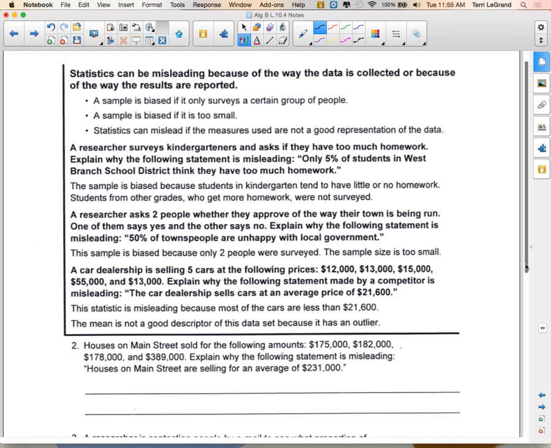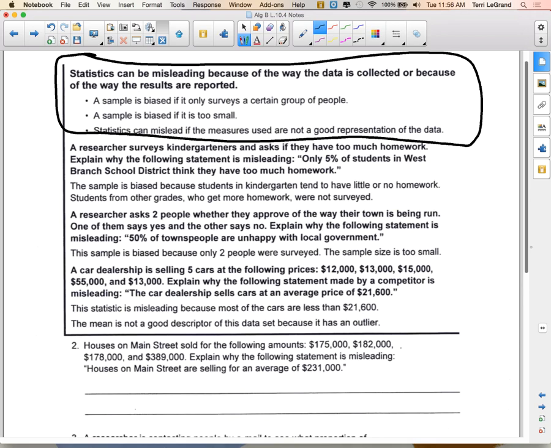Okay, after you've read the top three things, I want you to be able to tell me what that really says. Because this is huge, right here. Put a box around it. If you want to get your way, you do one of these things. You make the sample biased, misleading.